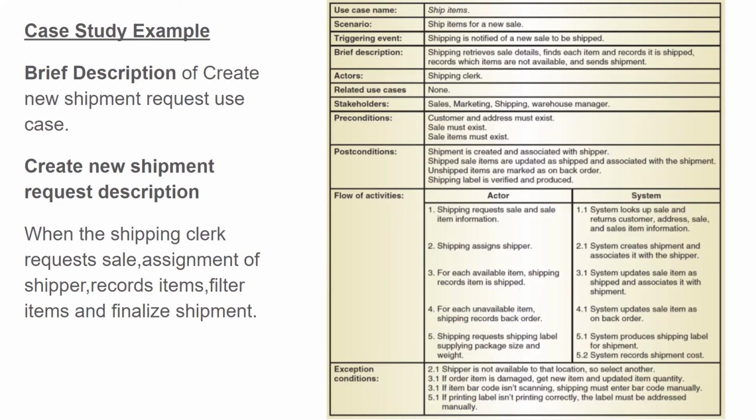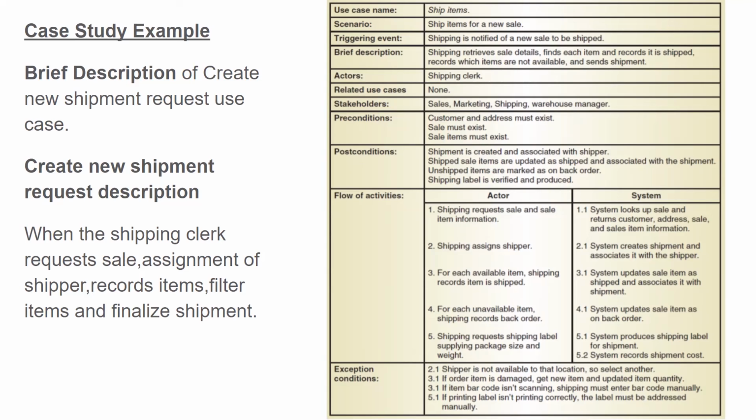Okay, so the second step done by the user will be shipping assigns a shipper, and then the system reacts by creating a shipment and associating it with the shipper. And for each available item, the shipping records an item which is shipped. The system then responds by updating the sales item as shipped and associates it with the shipment. Then the fourth step, for each unavailable item, the shipping records as a back order. So in this case, the system updates the sales item as on a back order.